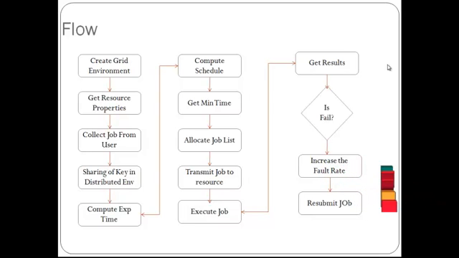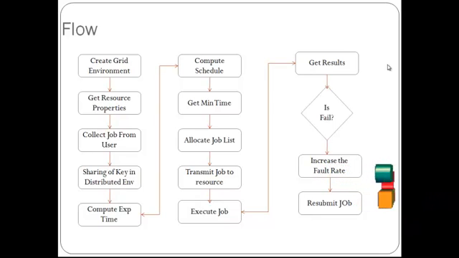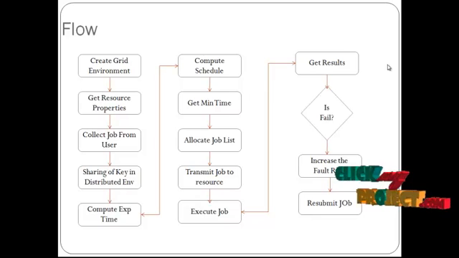Next we are going to see the flow of this process. For this process, first we need to create the grid environment. In this environment, first we have to set the resources and their properties like MIPS rating, number of machines, number of processing elements, and the routers which are connected with a geo information server and grid resources. Then we create the number of users and collect the jobs from those users.